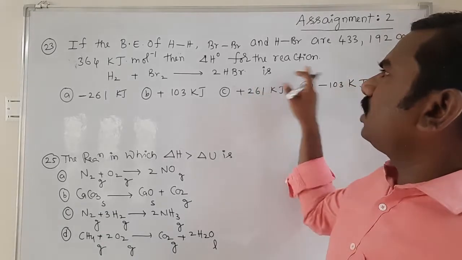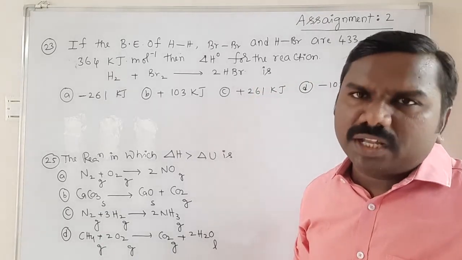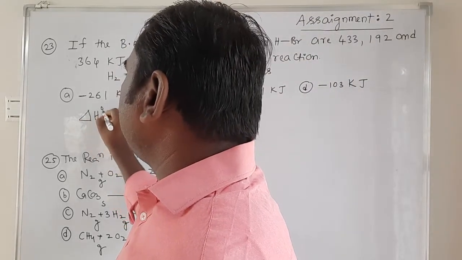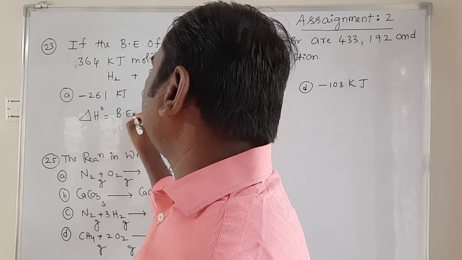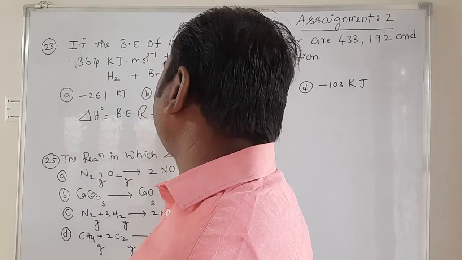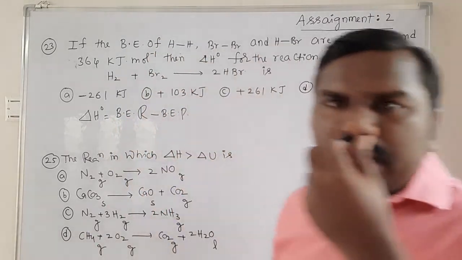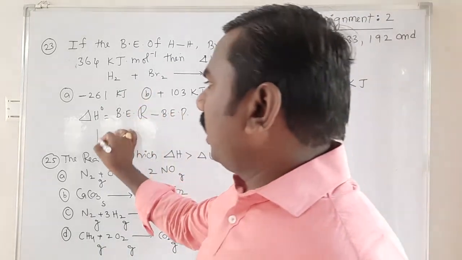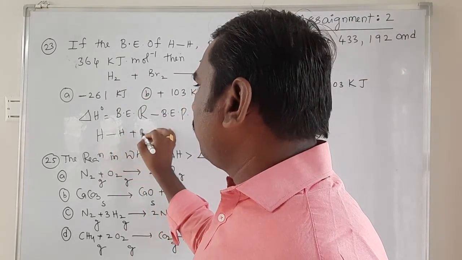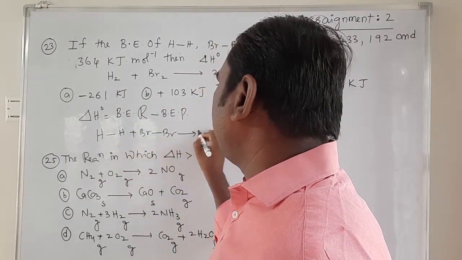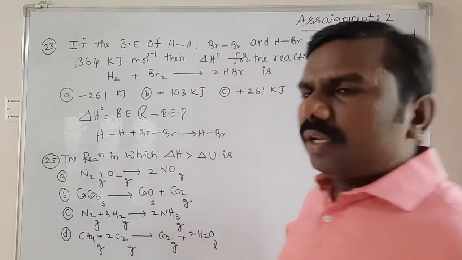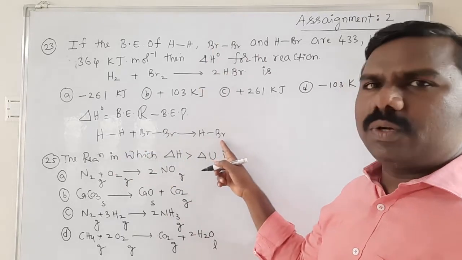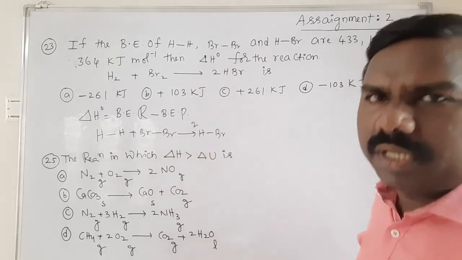And then delta H naught for the reaction. They gave bond energies. Then delta H naught reaction is equal to bond energy of reactants minus bond energy of products. Reactants minus products, that is the formula. So here H-H is broken, Br-Br is broken, then forms HBr, correct? Reactants: one H-H bond, one Br-Br bond. Products: 2 HBr, right?